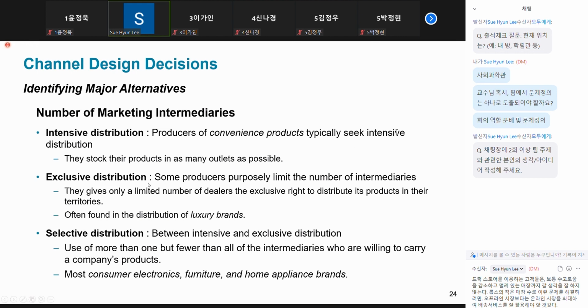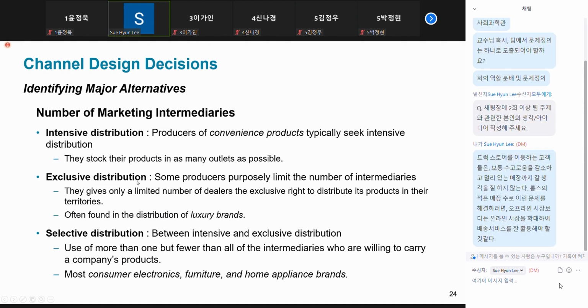Producers of convenience products and common raw materials typically seek intensive distribution, a strategy in which they stock their products in as many outlets as possible. Or exclusive distribution. Some producers purposely limit the number of intermediaries, and maybe the producer gives only a limited number of dealers the exclusive right to distribute its products in their territories. For example, luxury brands use this exclusive distribution.